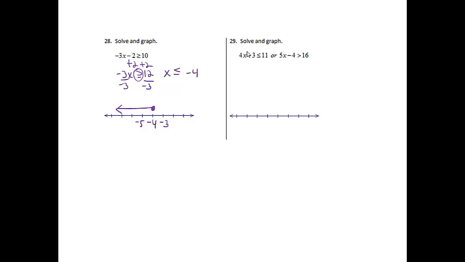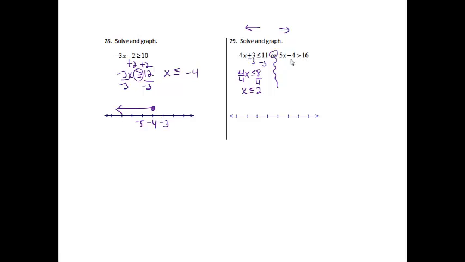All right, number 29, solve and graph. 4x plus 3 is less than or equal to 11, or 5x minus 4 is greater than 16. Since we have or, we know we're going to have a graph that's going to be pointing in two opposite directions. I like to draw a little squiggly down there. These are two separate problems. So to solve the left one, we're going to subtract 3 from both sides first. We'll get 4x is less than or equal to 8. We will then divide both sides by 4, and I'll get x is less than or equal to 2.